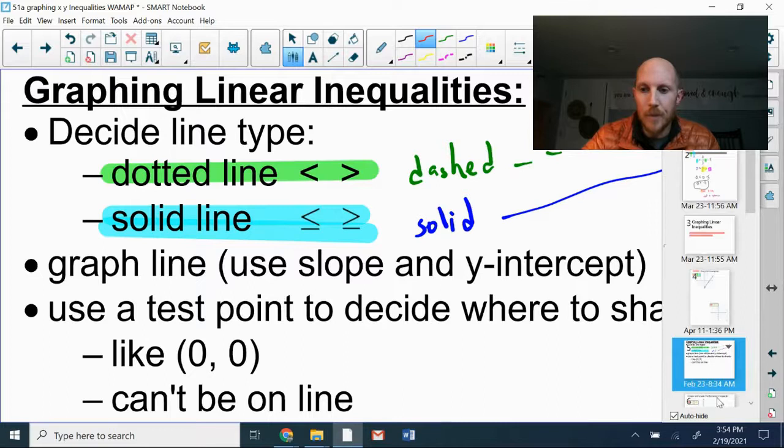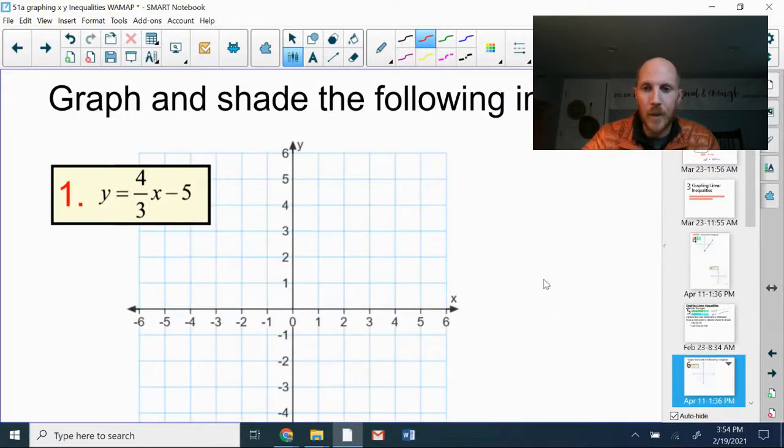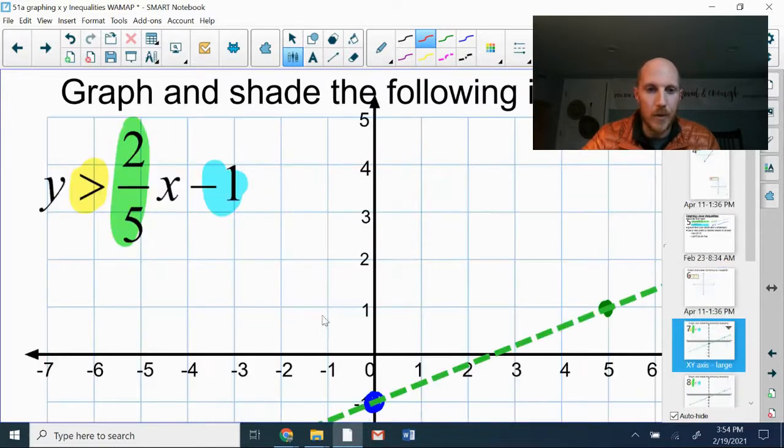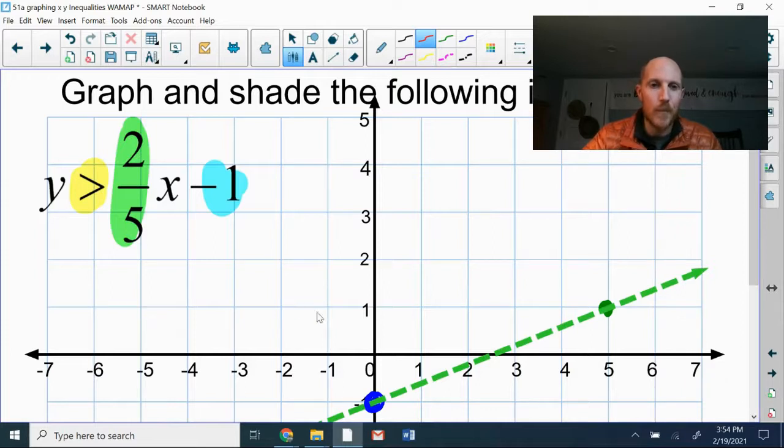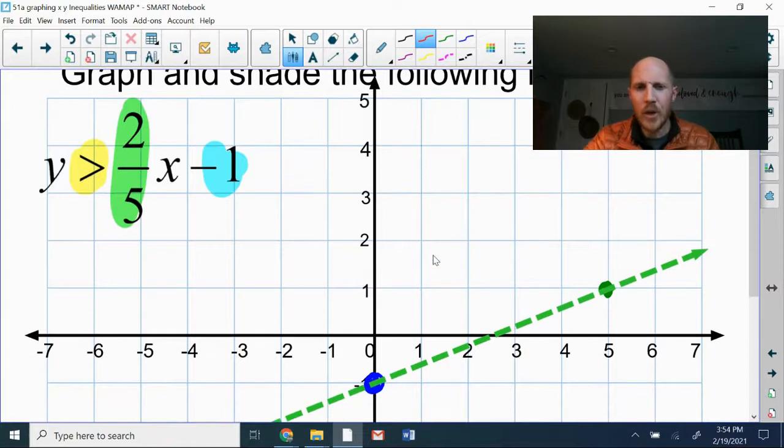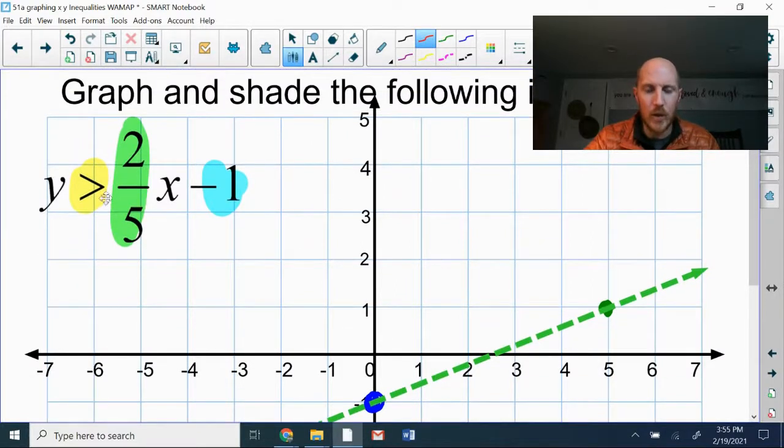So let's take a look at an example. Not that one. Let's take a look at this example. So y is greater than 2/5 x minus 1. All right, so I already started this a little bit. So I looked at the inequality. It's highlighted in yellow. That inequality symbol says greater than. And since there is not an or equal to on that symbol, I know that I should use a dashed line or dotted line. Either way, right? So then I'm ready to start my graphing process.